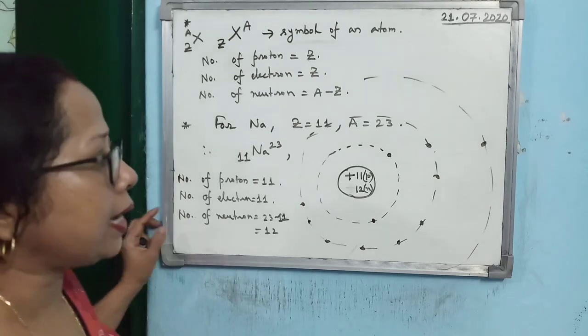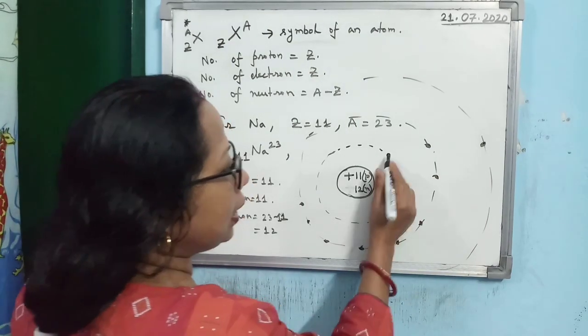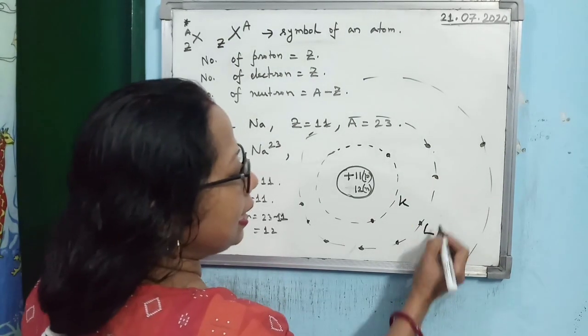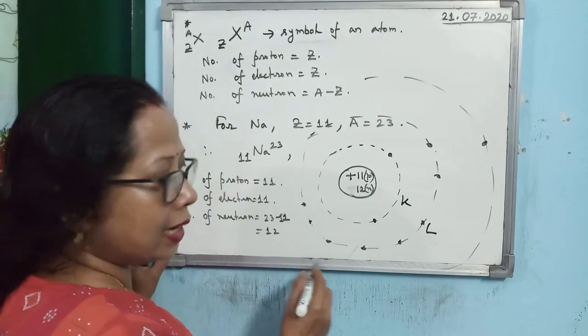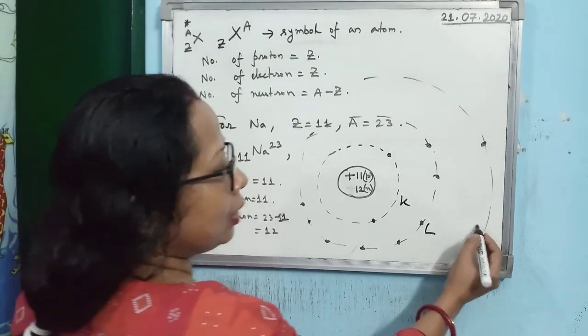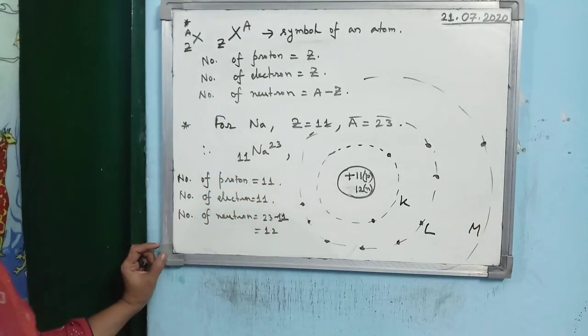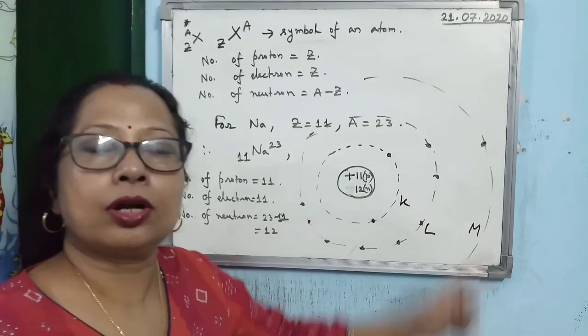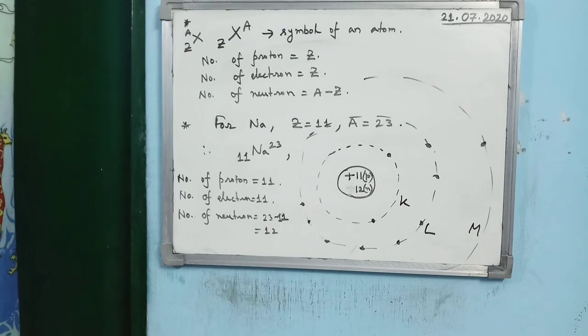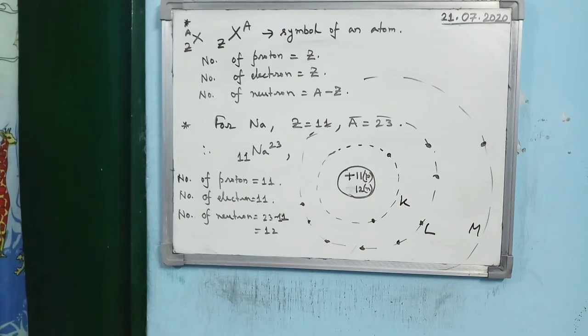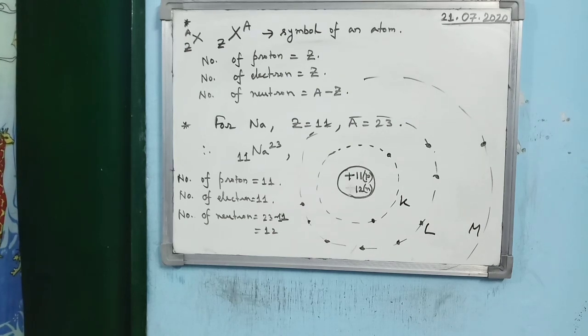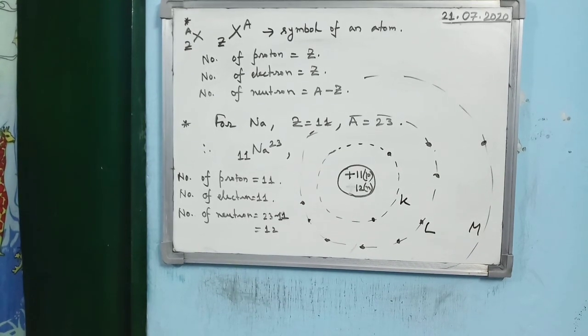So how will they stay? In the K orbit 2 electrons can stay. Then in the L orbit 8 electrons can stay. So 2 plus 8 is 10. Then what will happen in the M orbit? How many electrons will be there? For sodium, 1 electron. Alright. So this is the way you can get the structure of an atom. And how to write the symbol of an atom, that also we have learned in terms of the atomic number Z and mass number A.